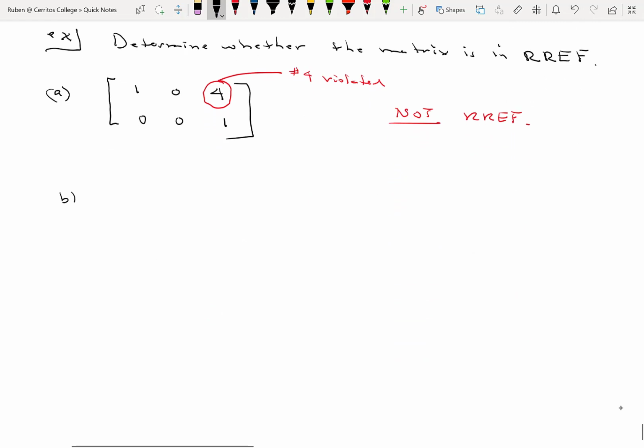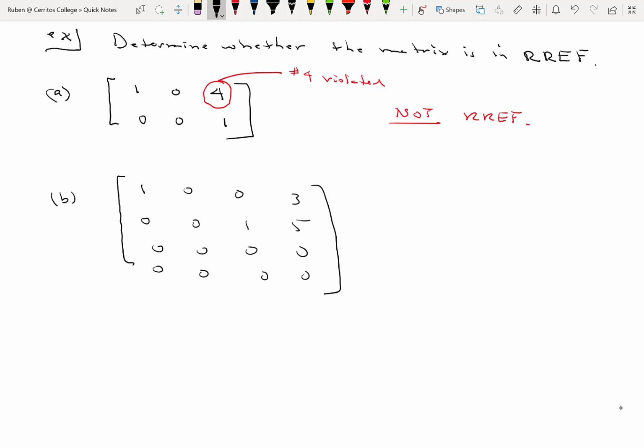So let's take a look at another one. B. Okay. This matrix is kind of big. Not that big. It's bigger than before. 1, 0, 0, 3, first row. Second row, 0, 0, 1, 5. Third row, 0, 0, 0, 0. Fourth row, 0, 0, 0, 0. Is this in reduced row echelon form? Are any rows of zeros appearing at the bottom of this matrix? Yes. The last 2 rows are zeros, they're at the bottom of the matrix.